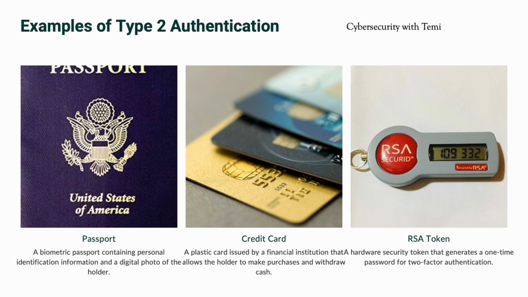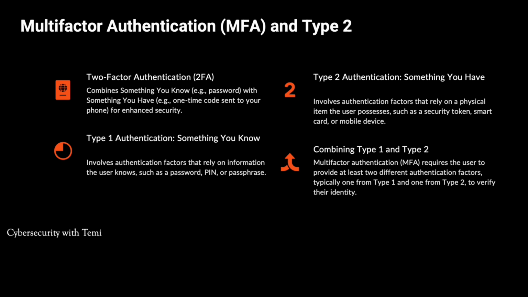Many of us have credit cards that we slot into a point of sale machine or the bank ATM. The third picture is a hardware token that generates a one-time password that you can use along with your regular password to log into your account securely. So multi-factor authentication combines two or more types of authentication. So we can combine something you know with something you have.